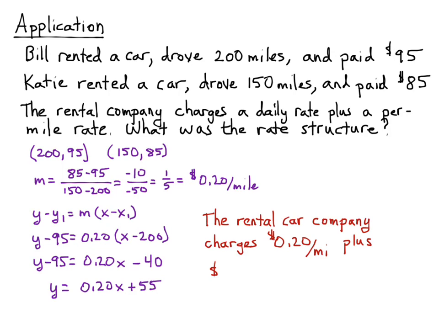Now, this equation is not the answer. That may make sense to you because you set it up, but it won't make sense if somebody asks you what the rate structure is. You can't answer them y equals 0.2x plus 55. They'll look at you funny. It's an ordinary English question, so answer it in ordinary English. The rental car company charges 20 cents a mile plus $55 per day.